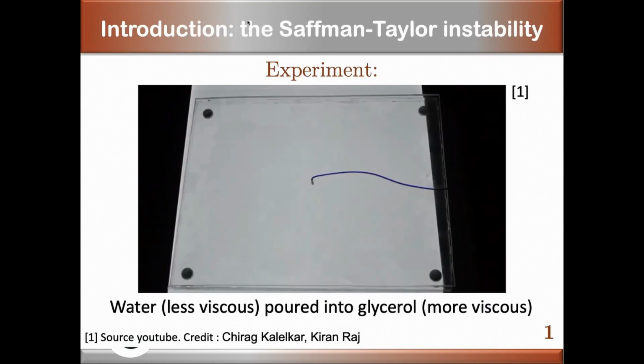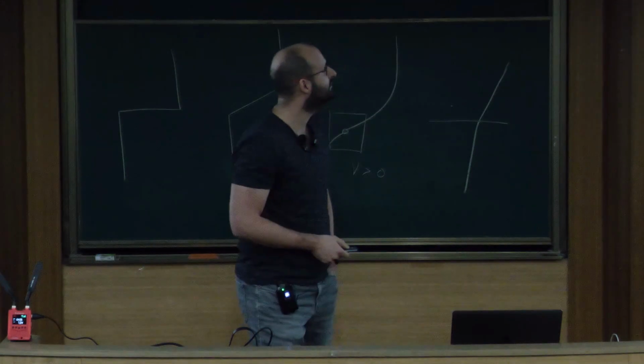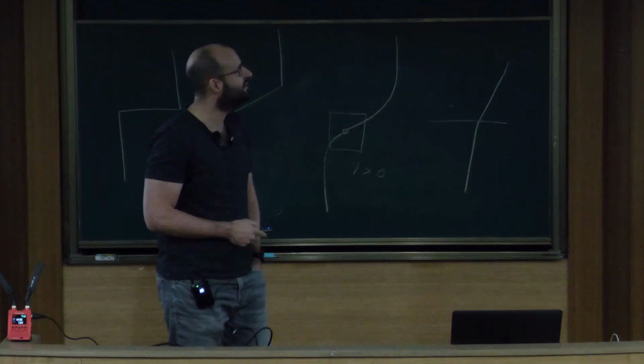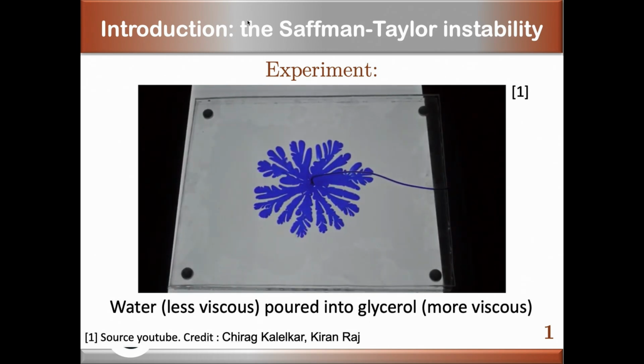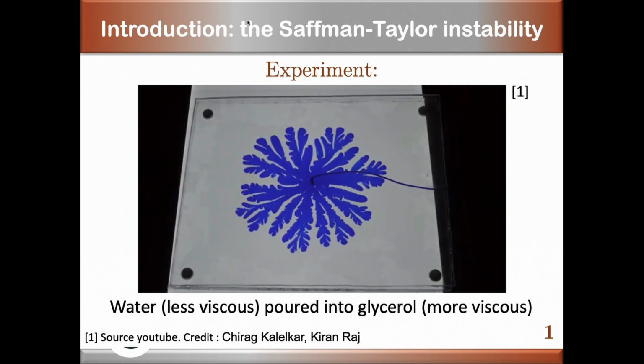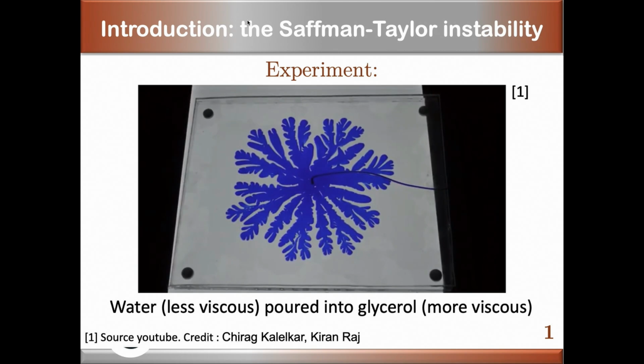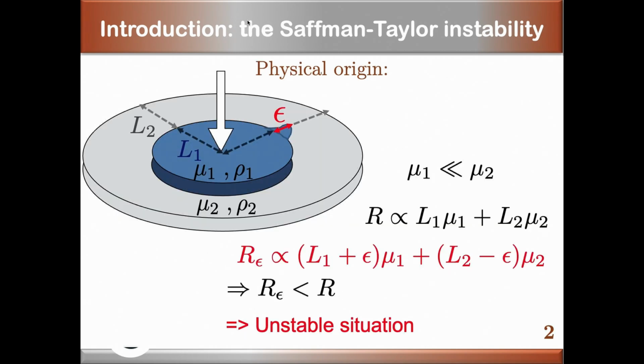reverse Saffman-Taylor experiments. You all know, so I don't need to talk a lot about this, that if you pour a less viscous liquid into a more viscous liquid, here water poured into glycerol, then you have the Saffman-Taylor instability occurring. I don't need to spend a lot of time explaining this to this community because you are all familiar with it. Basically, when a less viscous liquid is poured into a more viscous liquid and you create a small perturbation, the resistance to the flow in this direction will be smaller than in the other direction, and the instability will develop.